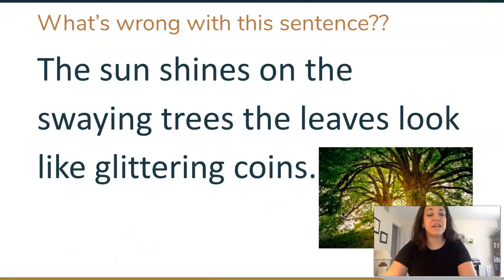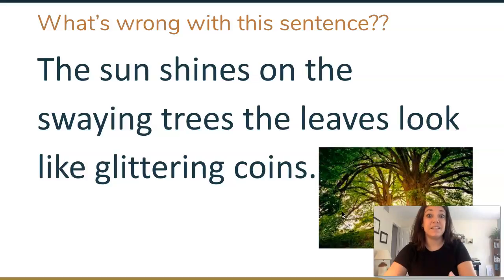All right, let's take a look at this sentence. What's wrong with this sentence? Let me read it to you. The sun shines on the swaying trees. The leaves look like glittering coins. What's wrong with that sentence? Let me read it again. The sun shines on the swaying trees. The leaves look like glittering coins.